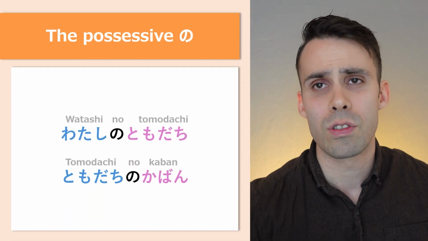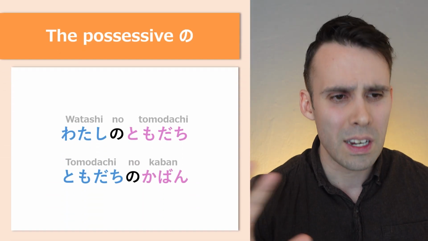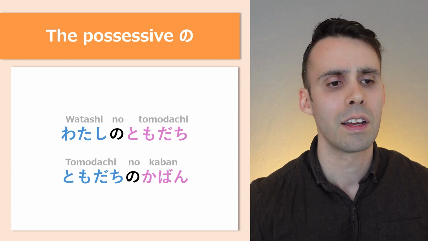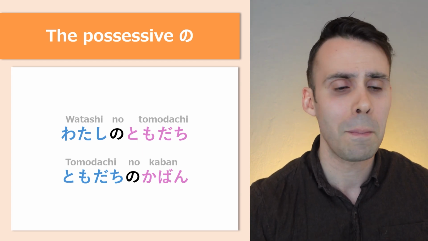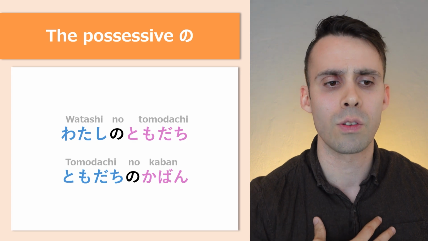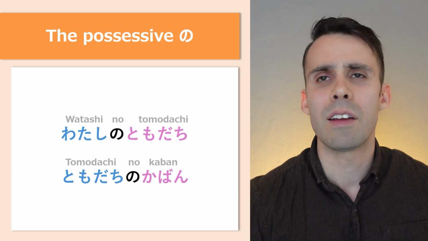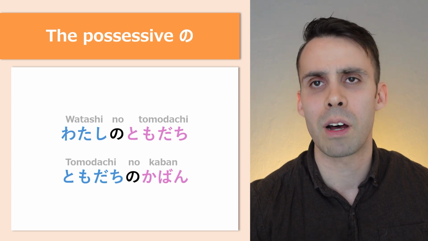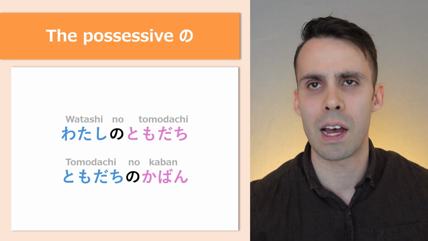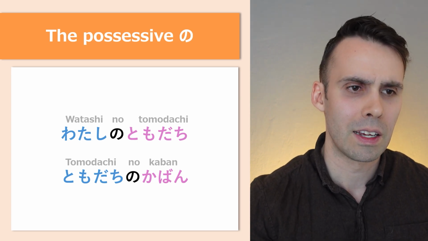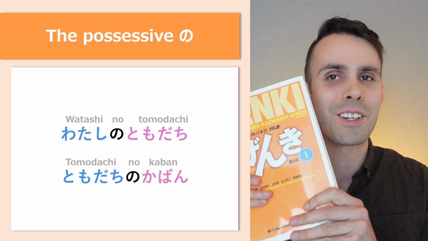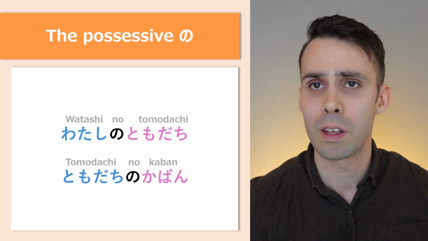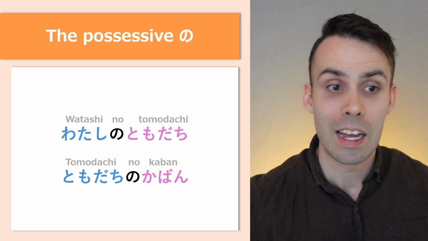And another use of the no is possessive. So watashi no tomodachi. Tomodachi means friend, and watashi once again means I. So my friend, watashi no tomodachi. And if your friend has a bag or something, you can say tomodachi no kaban. So my friend's bag. And watashi no kyokasho. So my textbook. Watashi no kuchi, my mouth. Watashi no mimi, etc., etc.